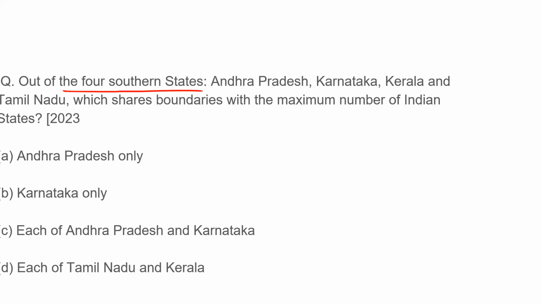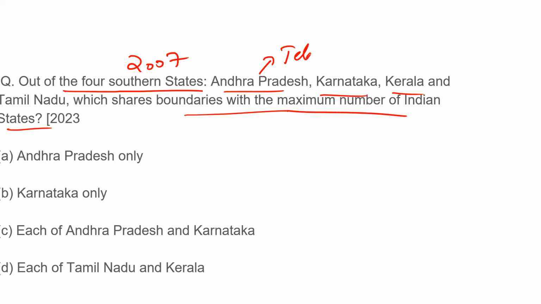Then, out of the 4 southern states of Andhra Pradesh, Karnataka, Kerala, Tamil Nadu, which shares a boundary with the maximum number of Indian states? The question was asked in 2007 when there was no Telangana. But we cannot use that because Andhra Pradesh has been divided into Telangana and Andhra Pradesh. So now you have a new state. Based on the present status, we will answer this question.